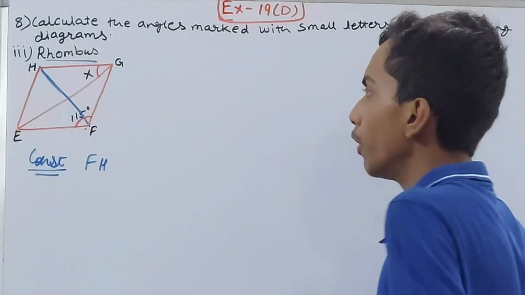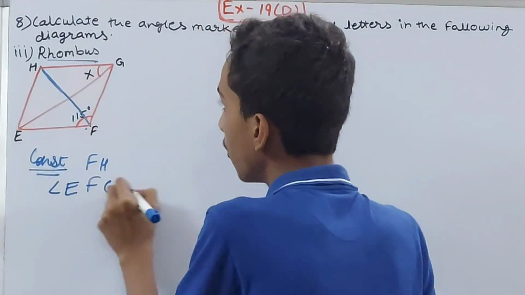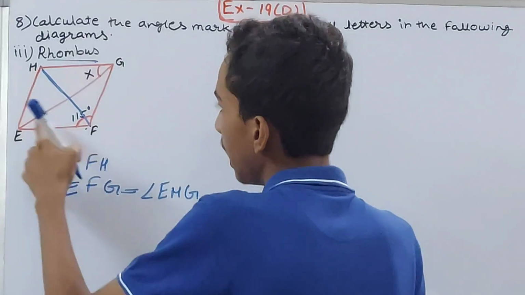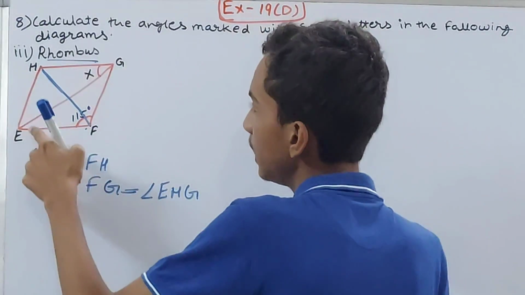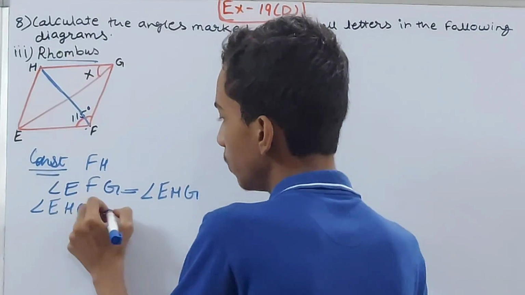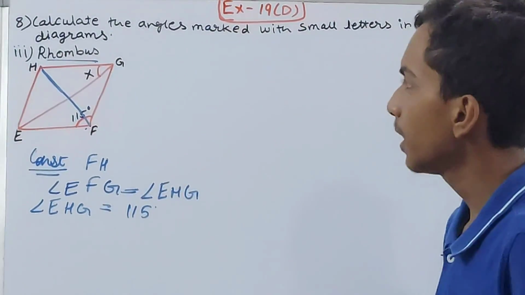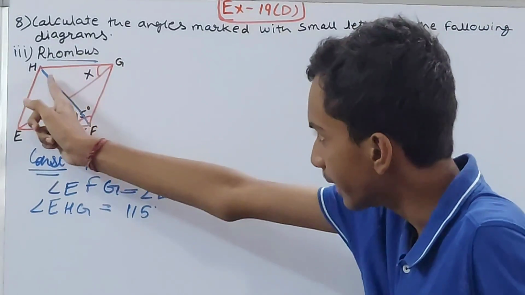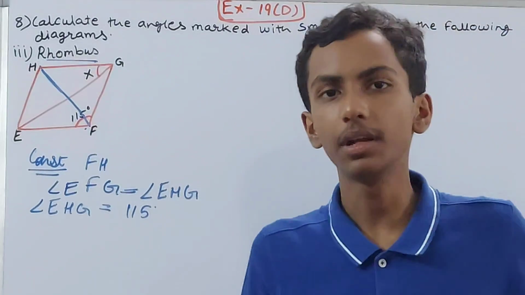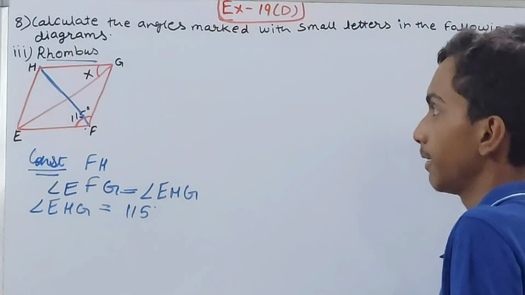Yes. Look here. Angle EFG will be equal to angle EHG or not? Yes, EFG equals angle EHG. Therefore angle EHG will be equal to 115 degrees. Okay, this angle around point H is 115 degrees. Now comes the next part. This is 115 degrees, right?